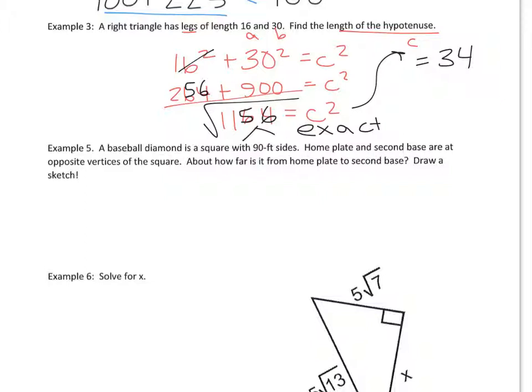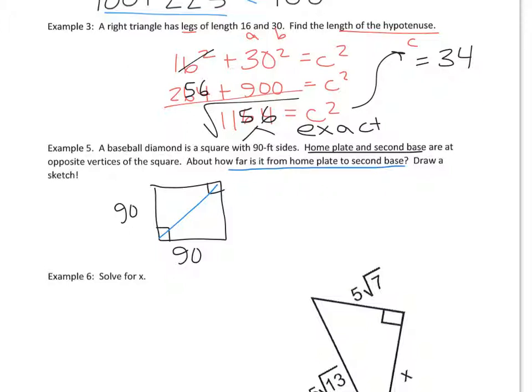Example 5. A baseball diamond is a square with 90-foot sides. Home plate and second base are at opposite vertices. How far is it from home plate to second base? So you're basically trying to find, if this is a baseball diamond right here, this length, which is the hypotenuse of a right triangle.